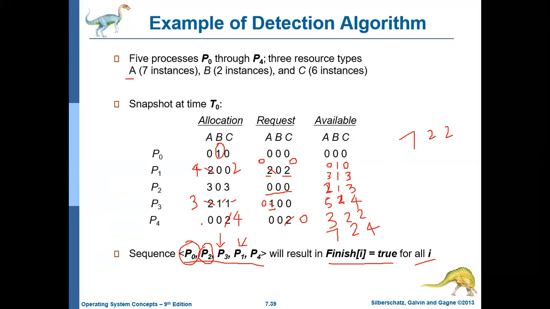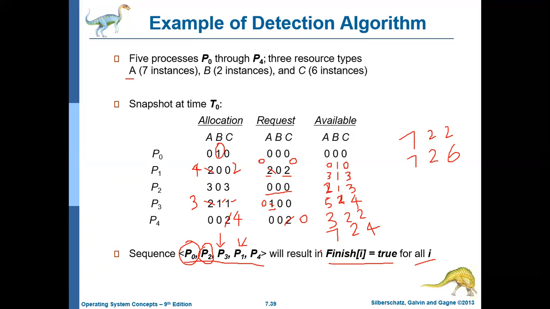Now after some time P4 will complete. When P4 completes, it will release all the resources: 0 instance of A, 0 instance of B, and 4 instance of C. So now finally the operating system will have 7, 2, and 6. Okay, so now all the processes have completed their tasks.